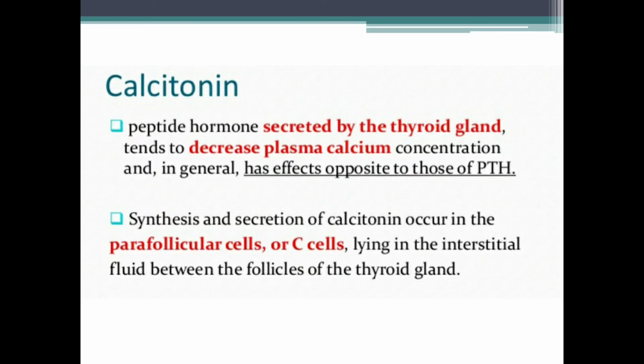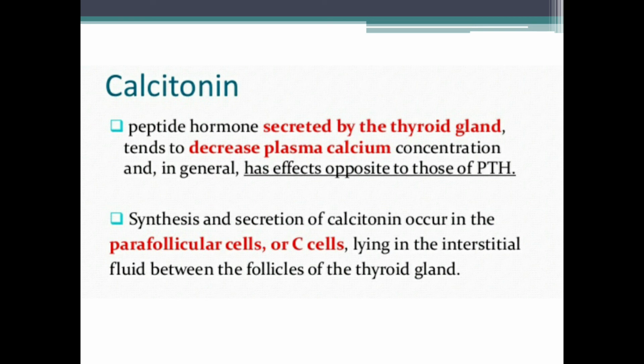Coming to calcitonin, the third hormone. Vitamin D we have seen, parathyroid hormone we have seen, and the last hormone is calcitonin. Calcitonin is secreted by the thyroid gland, mainly by the parafollicular cells, or C cells. These cells lie in the interstitial fluid between the follicles of the thyroid gland. They are peptide hormones.